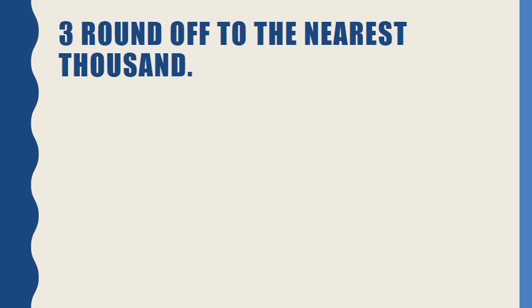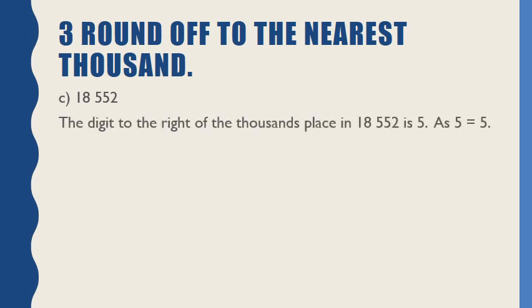So now children, let's come to the third question, which is round off to the nearest thousand. In this question, first we will do the C part. In the C part, we have the whole number 18,552. Now, since we have to round off to the thousands place, we will see what is the digit at the thousand place. Well, the digit at the thousand place is 8. The digit to the right of the thousands place in 18,552 is 5. 5 is equal to 5.